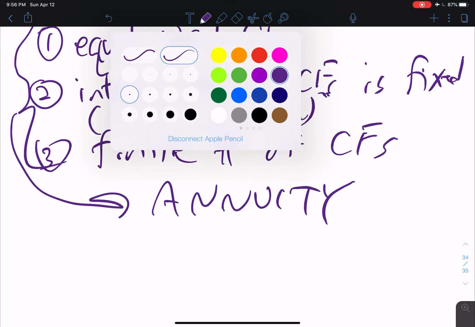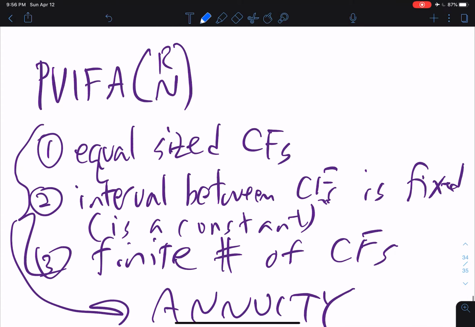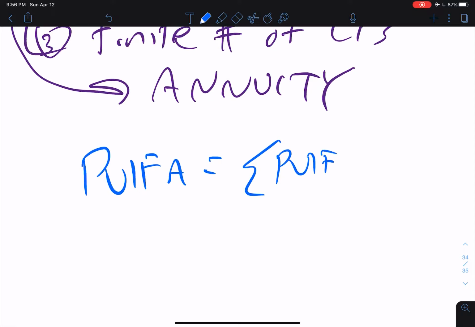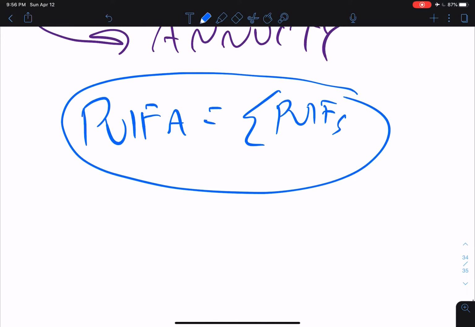So, the present value interest factor for an annuity, we can think of as being a sum of present value interest factors. This is just a sloppy little statement, but it's true. Kind of notational, not really mathematical, notational. And here's what I mean.